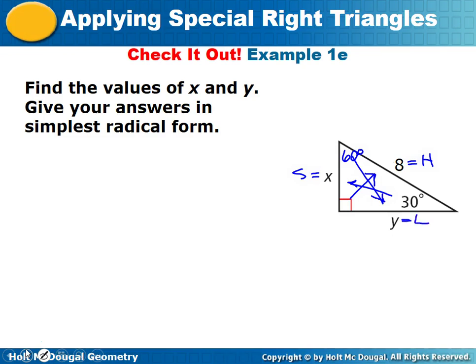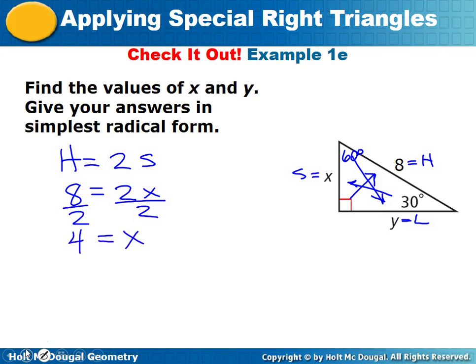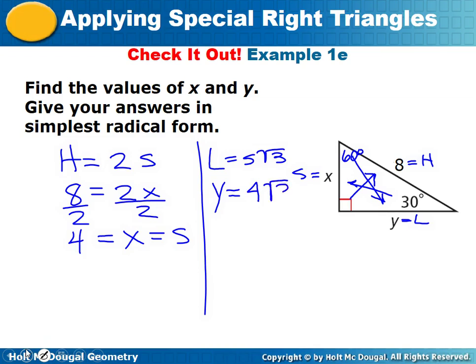I notice again we have h, so h is equal to 2 times the short leg. So we've got 8 is equal to 2 times x. So divide both sides by 2. So x is equal to 4, which is also equal to s. Here again we have our L is equal to the short leg times the square root of 3. L is y, and our short leg down here was 4. So we're going to do 4 square root of 3.